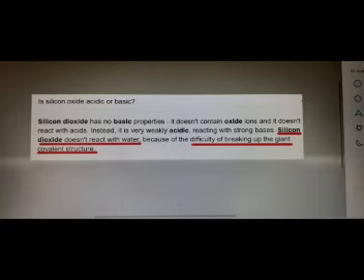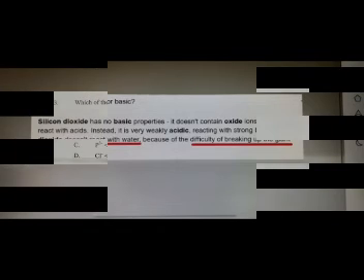We cannot choose silicon oxide as acidic or basic because silicon dioxide has no basic properties. It doesn't contain oxide ions and it doesn't react with acids. Silicon dioxide doesn't react with water because of the difficulty of breaking up the giant covalent structure.